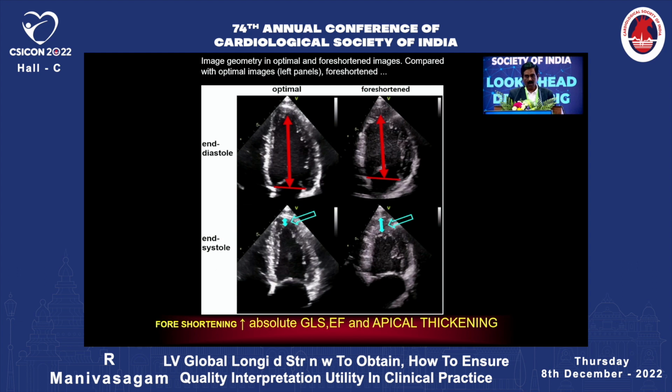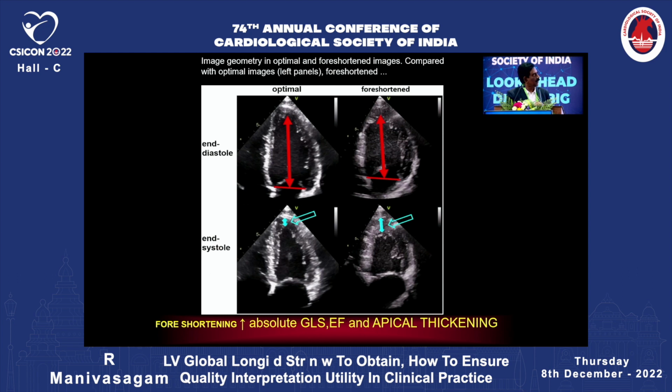And before we go into the clinical utilization, what are all the drawbacks we come across when you go through the speckle tracking imaging? The foremost and first is foreshortening of the image. In the process of getting a good image, one will inadvertently go one space above so that you will get a good image, but at the expense of foreshortening.